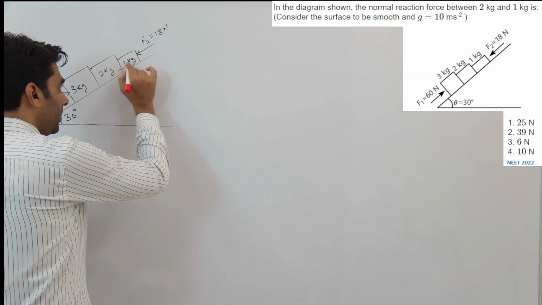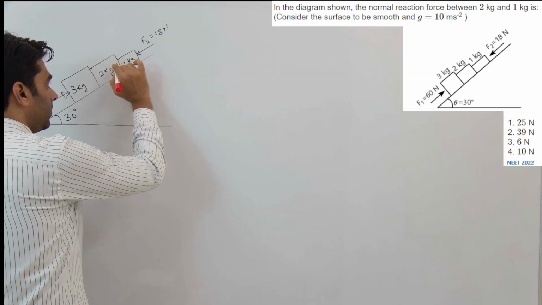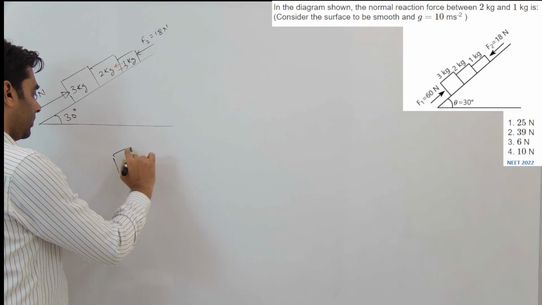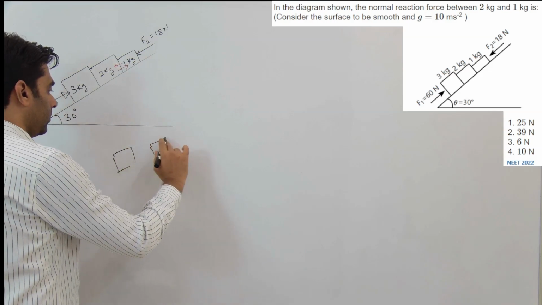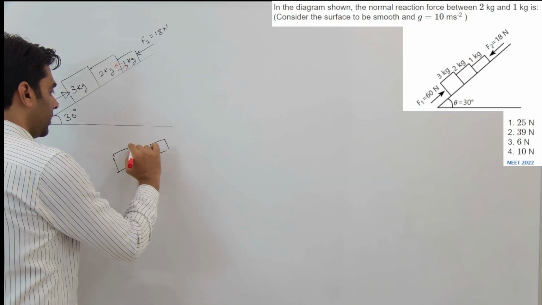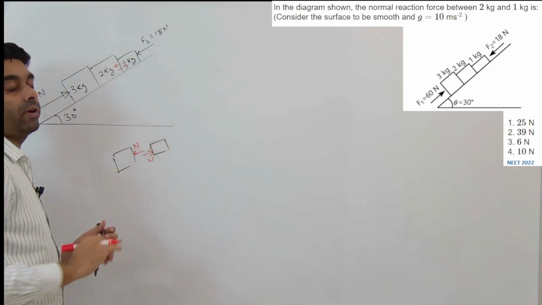This 2 kg will be applying normal on 1 kg and 1 kg will apply normal on 2 kg, right? It will be like this. I hope you all agree with this. They will apply action-reaction normal on each other. We have to find out this magnitude.